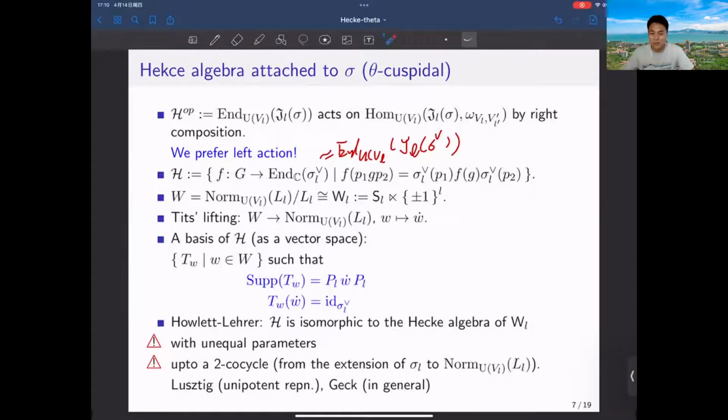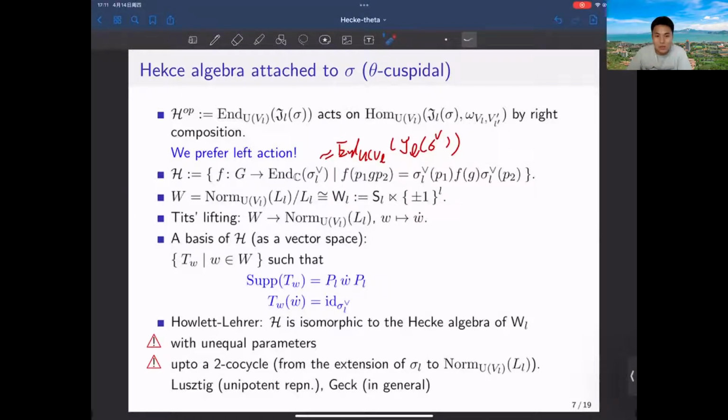But wait, there's a problem with this isomorphism. First, what is the meaning of Hecke algebra of W_L? In this case, you will probably have unequal parameters. And moreover, there will probably be a 2-cocycle twisting of the Hecke algebra, if you look at their book and their paper on, I think, the cuspidal induced representation. Anyway, there will be a 2-cocycle.